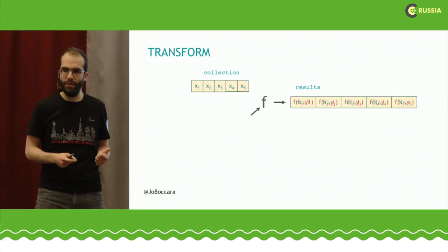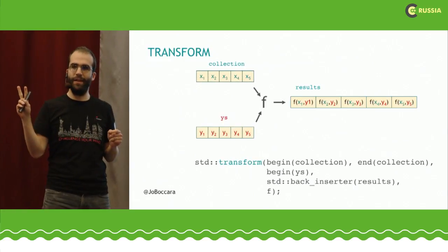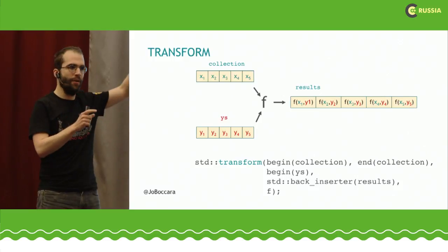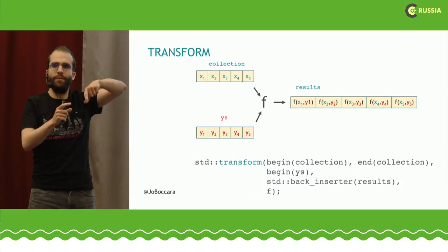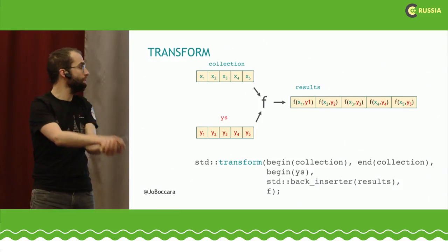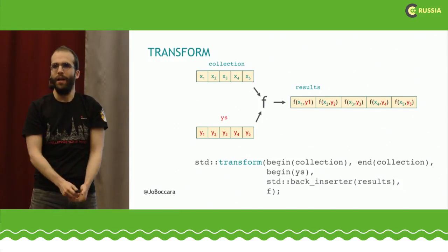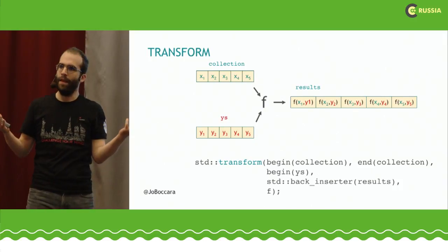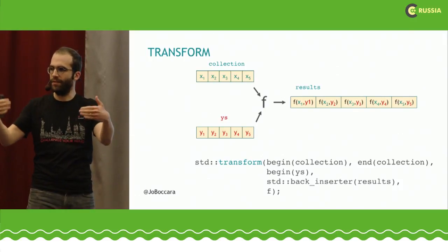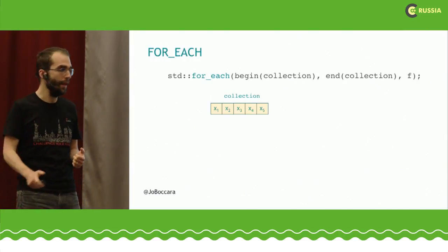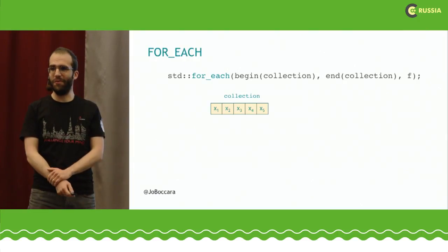So it has another overload that takes two collections and a function that takes two values, and it applies that function on both collections and outputs that values to an output iterator. And that's quite useful if you like to, say, sum the elements of two collections 2 by 2. Transform lets you do that in one line of code. And for each, the famous one.